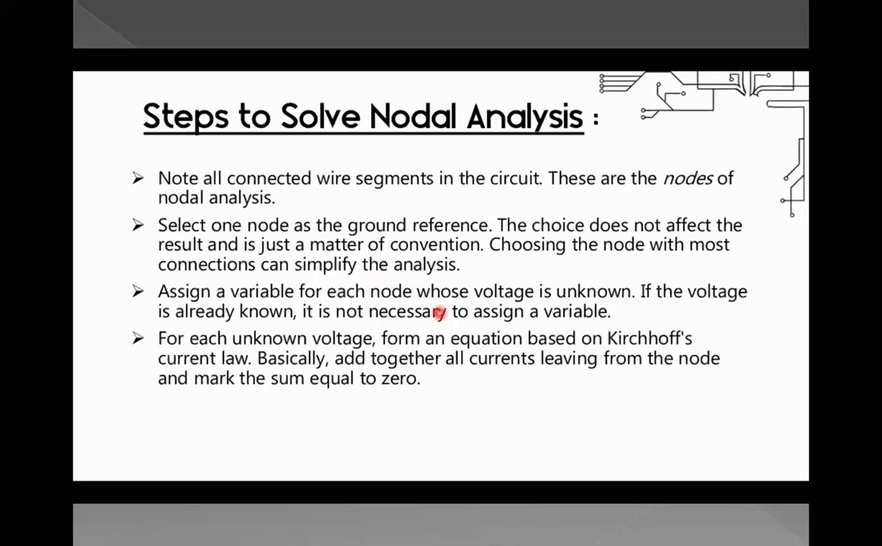Assign a variable for each node whose voltage is unknown. If the voltage is already known, it is not necessary to assign a variable. So we will assign V1, V2, V3 because those are unknown, and where certain voltages are given, those need not be assigned because the voltage value is already there. For each unknown voltage, form an equation based on Kirchhoff's current law. Basically, add together all currents leaving the node and set the sum equal to 0. We will see this in the next slide.